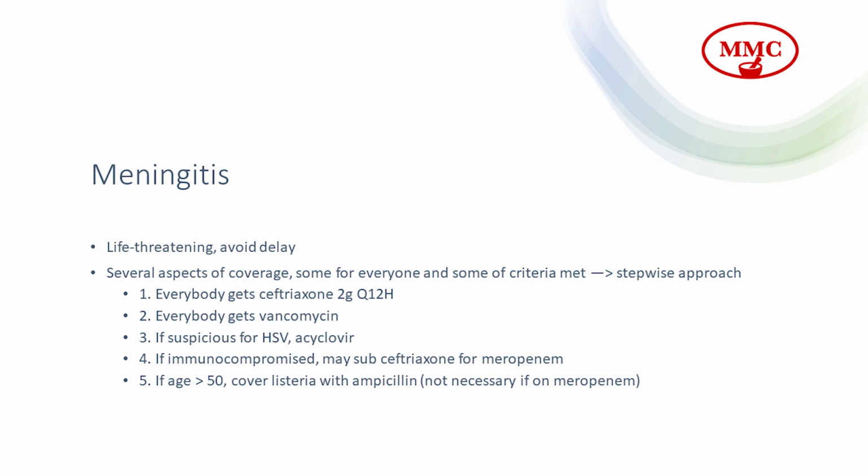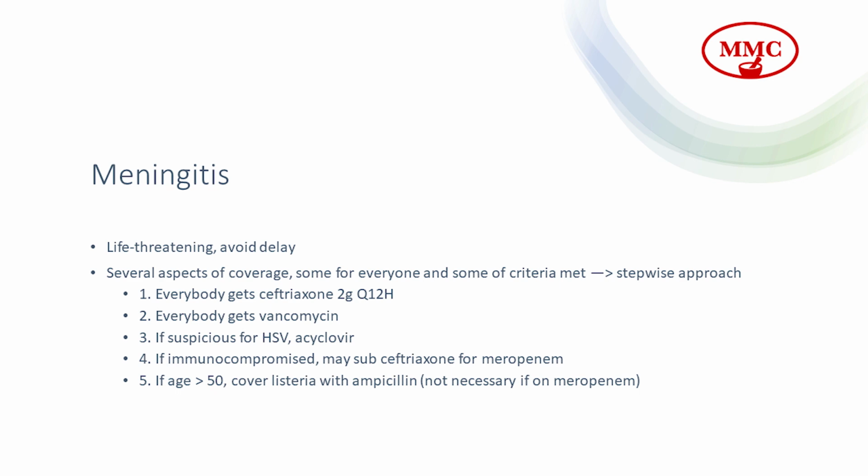So if you get an LP and it's not really showing much for bacterial infection, but let's say you're concerned for viral, add acyclovir. I would say it's not going to hurt, but it could cause renal dysfunction. But just make sure you dose that 10 milligrams per kilo for their ideal body weight, not actual body weight. It's ideal, okay? And then after that, if they're immunocompromised, you might want to substitute ceftriaxone for meropenem just to cover for even more multi-drug resistant organisms. And also if they're over 50, you need to cover listeria with ampicillin.